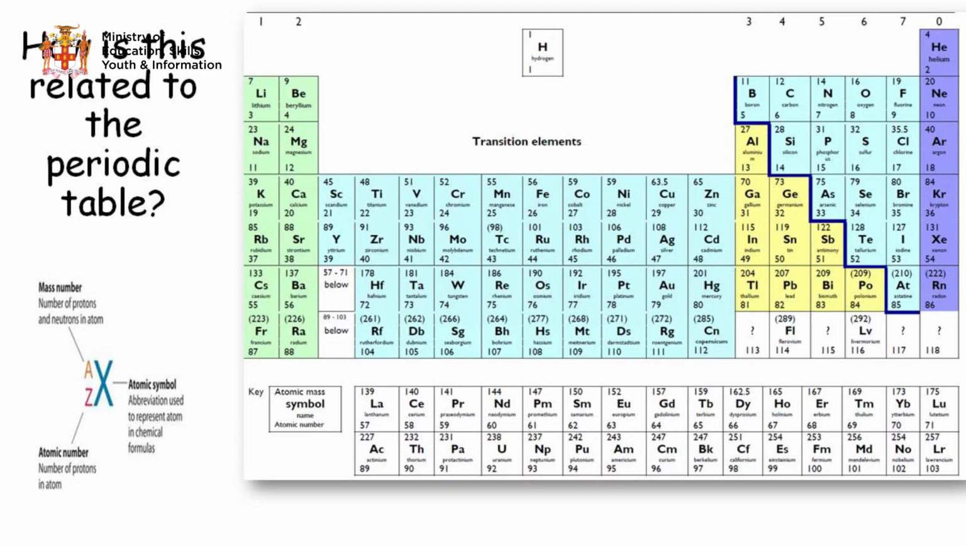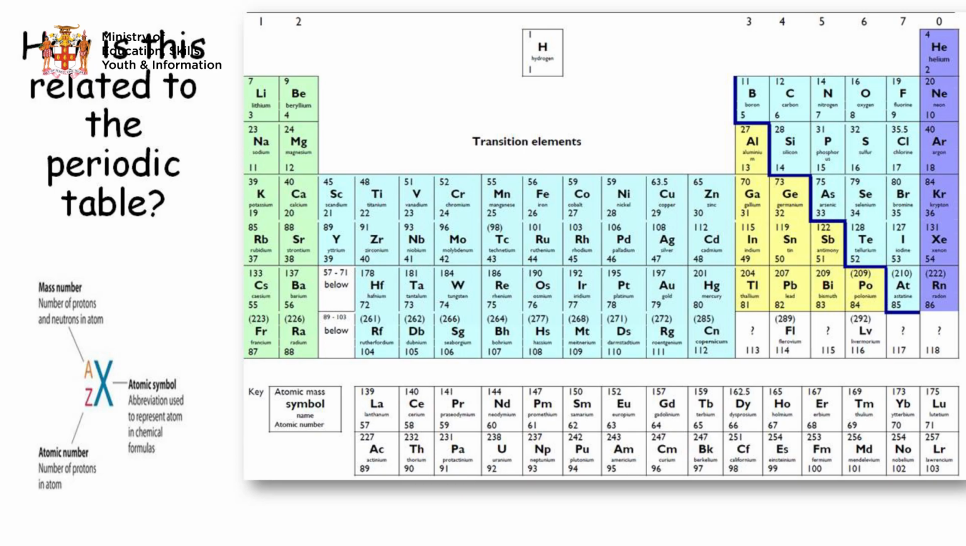So as we were mentioning earlier, the standard atomic notation gives us information about the particles in the atom. So if you look at your periodic table as shown on the screen, you will see that there's a number at the top of each element, the symbol on the periodic table.